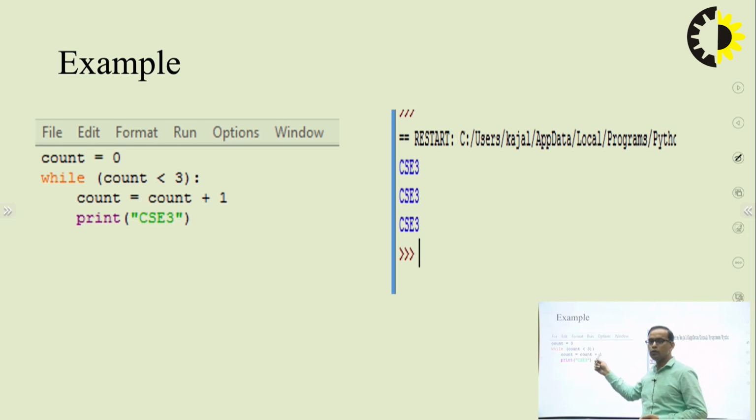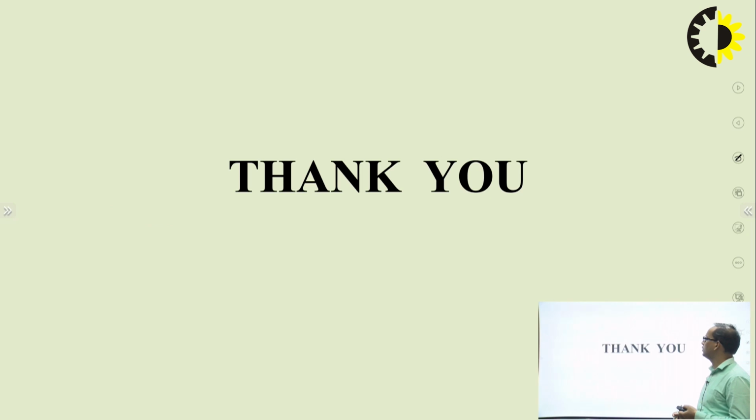Again the value of count will increase by 1, so the value of count is 2. Okay, so count is less than 3, this statement will be printed again. Again the value of count will increase by 1, so 2 plus 1, 3. Now this condition becomes false, so program control comes out of the while loop and this statement will not execute. Okay, thank you.